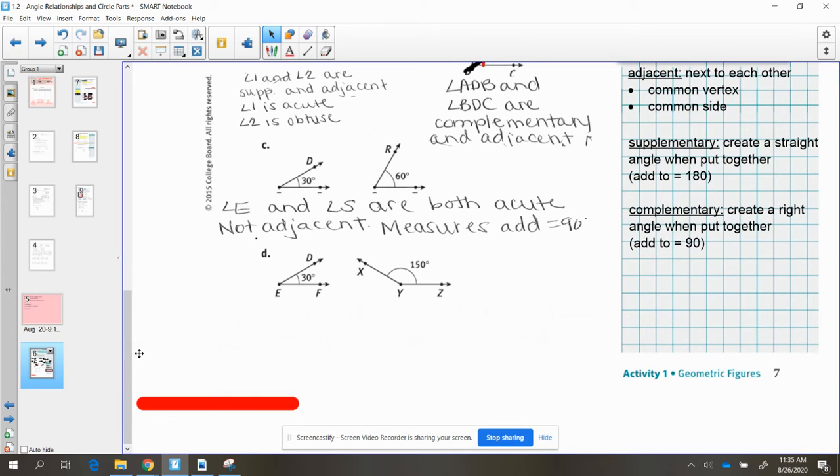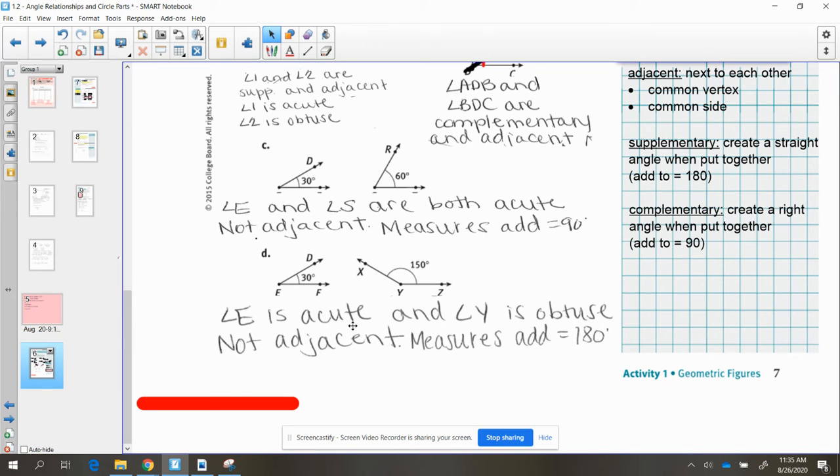Now, you might be able to predict on letter D then some other things. Again, angle DEF is acute. Angle XYZ is obtuse. They are not adjacent to each other because they don't share a side, but they are supplementary because their measures add up to equal 180 degrees.